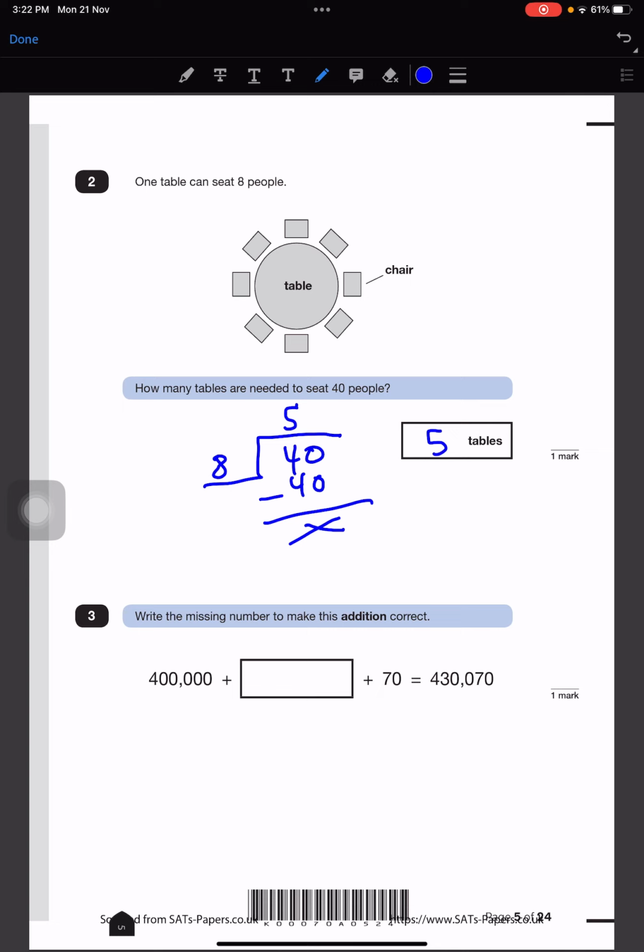Next, write the missing number to make the addition correct. Okay, so this is just going to check our place value. We write 3, and then we have to make sure the right amount of zeros we put, and we're going to put a comma there.